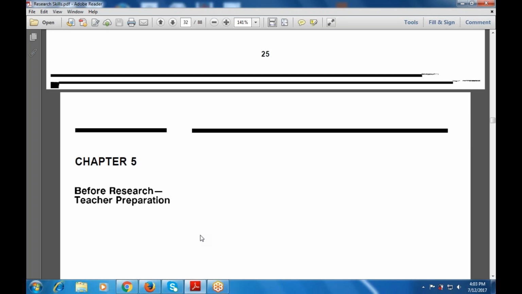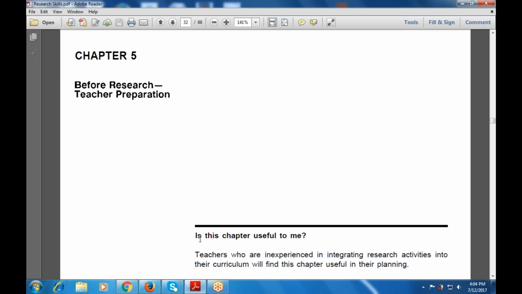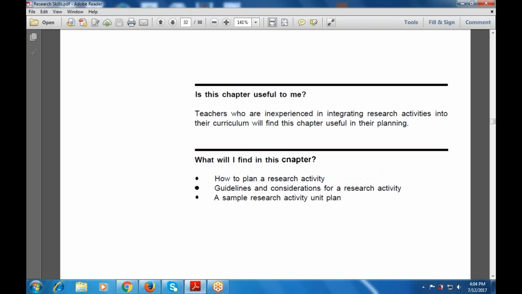So now come to chapter number 5, Before Research. What is the teacher preparation or the student preparation before taking up the research skills? The first question is the same: what is the main motto, what is the main objective of studying this chapter?